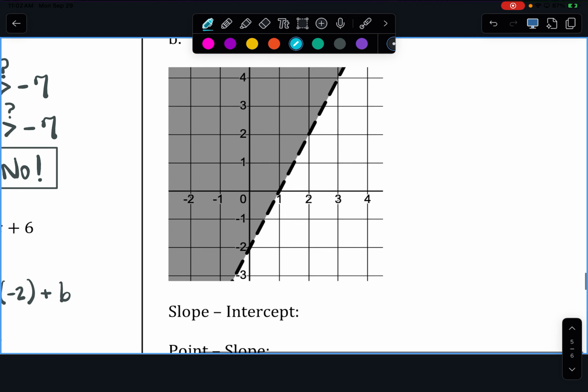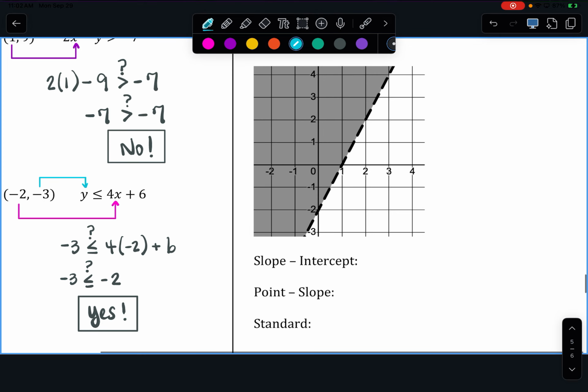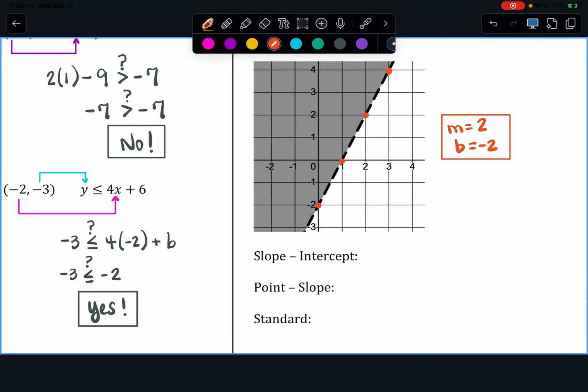All right, let's go try B. I won't make that mistake again. Sorry about that. Here we go. I'm going to do my y equals mx plus b. So here's my y-intercept. And it looks like I'm hitting here and here and here. So that looks like a slope of positive 2 or 2 over 1. And then my y-intercept was negative 2. So I have my m and my b. So I'm just going to go ahead and throw that into y equals mx plus b form. So y equals 2x minus 2.